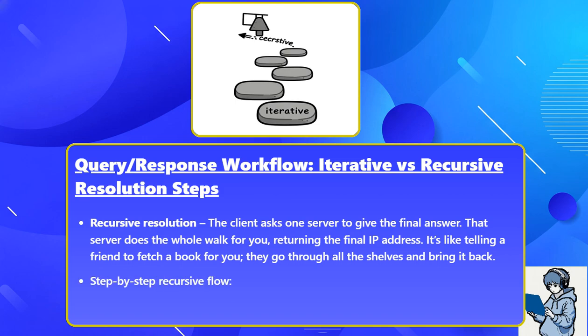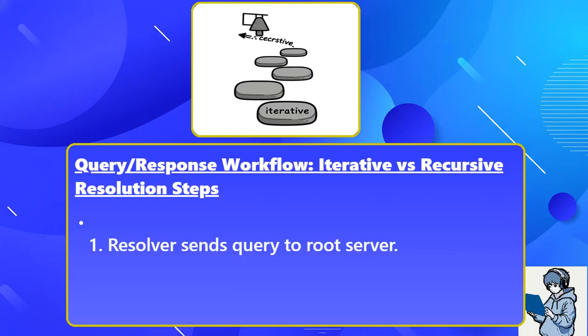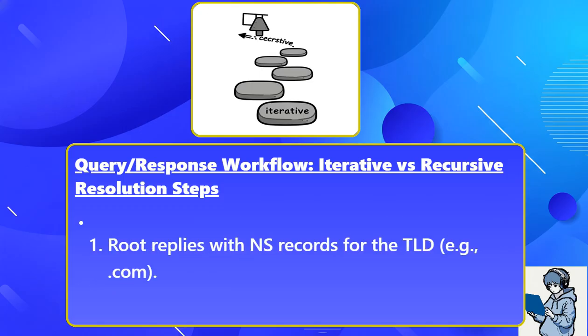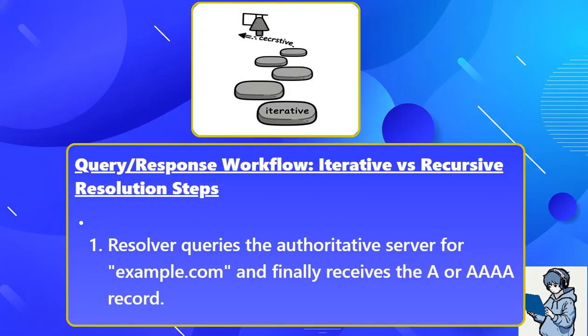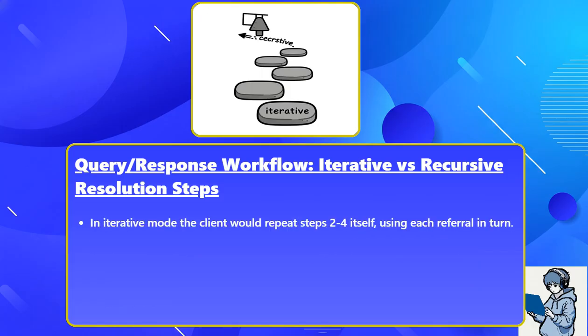Step-by-step recursive flow. Step 1. Resolver sends query to root server. Step 2. Root replies with name server records for the top-level domain, for example com. Step 3. Resolver queries a .com server, gets name server records for example.com. Step 4. Resolver queries the authoritative server for example.com, and finally receives the A or AAAA record. In iterative mode, the client would repeat steps 2 to 4 itself, using each referral in turn. Both modes use the same DNS message format, only the behavior differs.